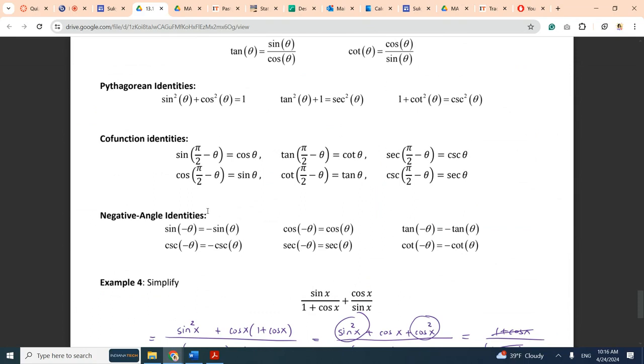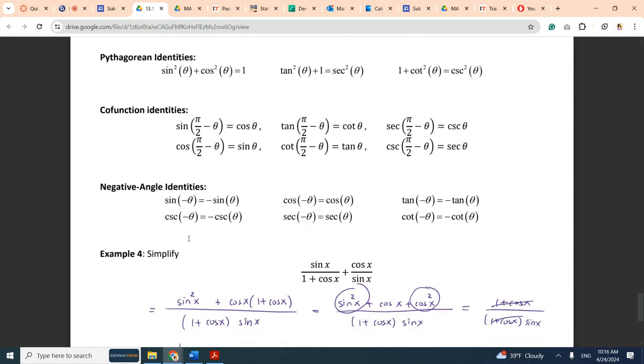If two angles add together to 180 degrees, they're called, do you still remember? Supplementary angles. Exactly. Very good. And we also have the negative angle identity. Remember the trig graphs? What does sine look like?